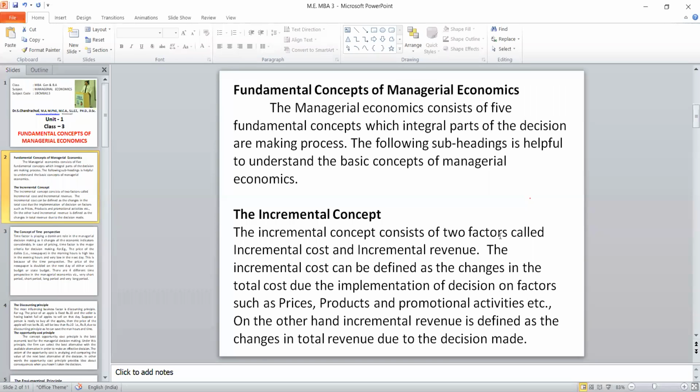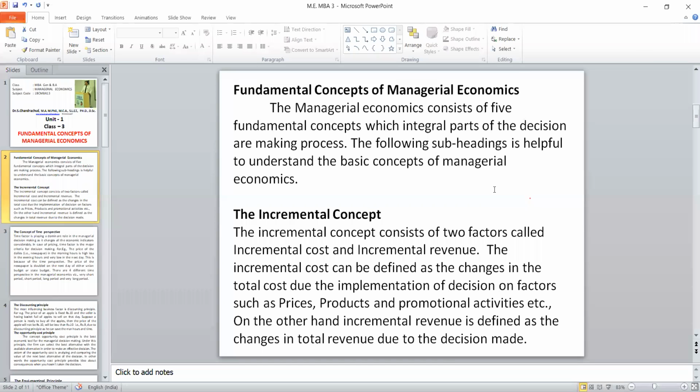We can easily define the incremental factor: suppose it is a cost, it is the change in the total cost due to implementation of the decision of a particular task. So it may be a price, a product, or any advertisement or promotional activities of sale. Whenever there is a change in the total cost due to implementation of your decision, it is called incremental cost. On the other side, it is the reverse. Because of your decision, how much revenue has been generated. So it is called incremental revenue.